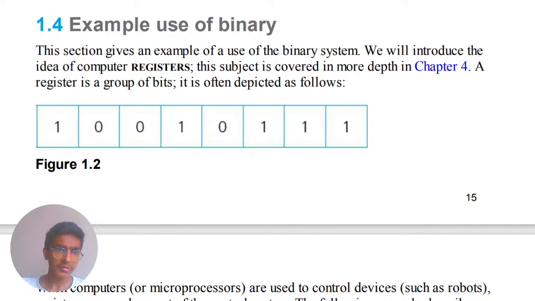Now, the binary system can be used in registers, as I was previously mentioning. In chapter 4, we're going to have a focus on registers by themselves. So we're going to have a look at that. But simply, registers are a group of bits that are told to do something, and they perform it. And in those registers, we use the binary system, the binary digits.